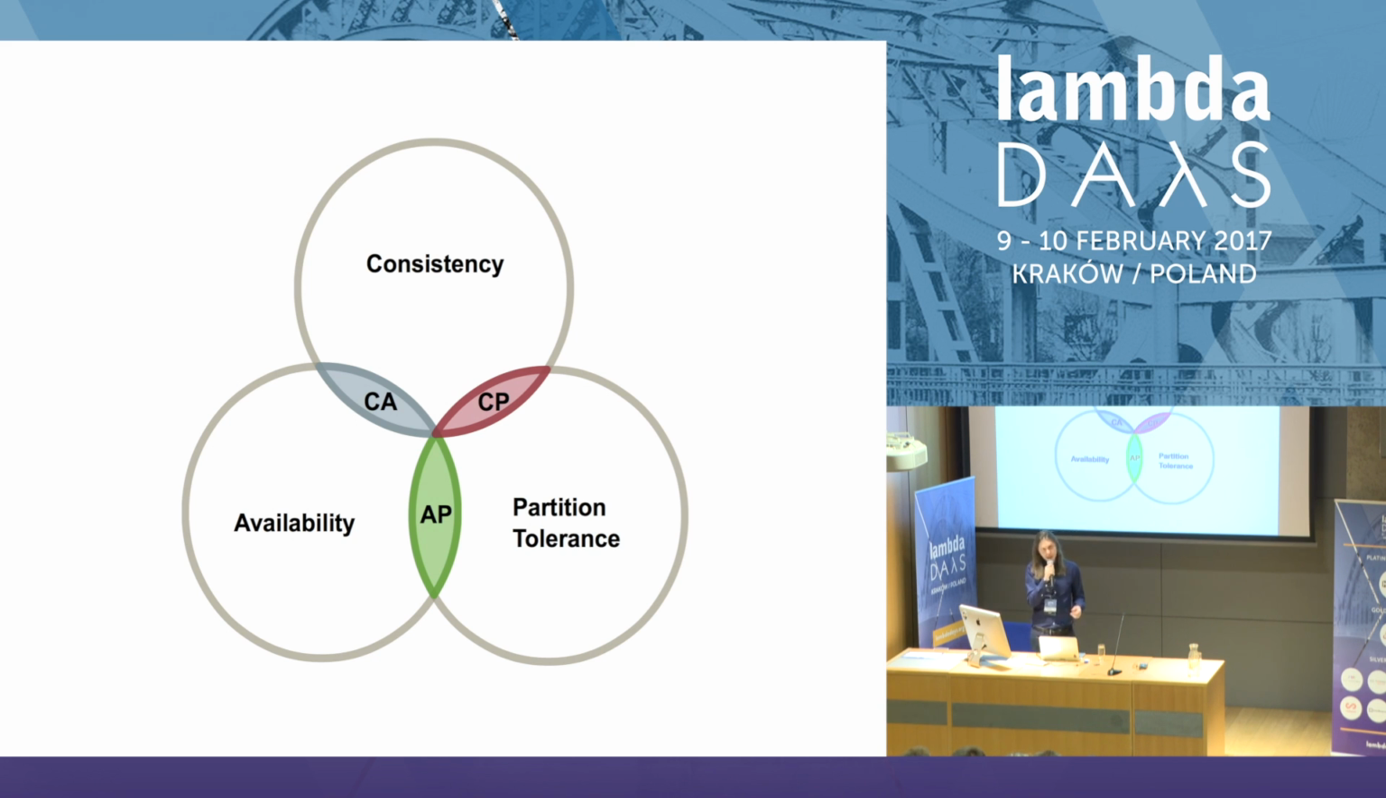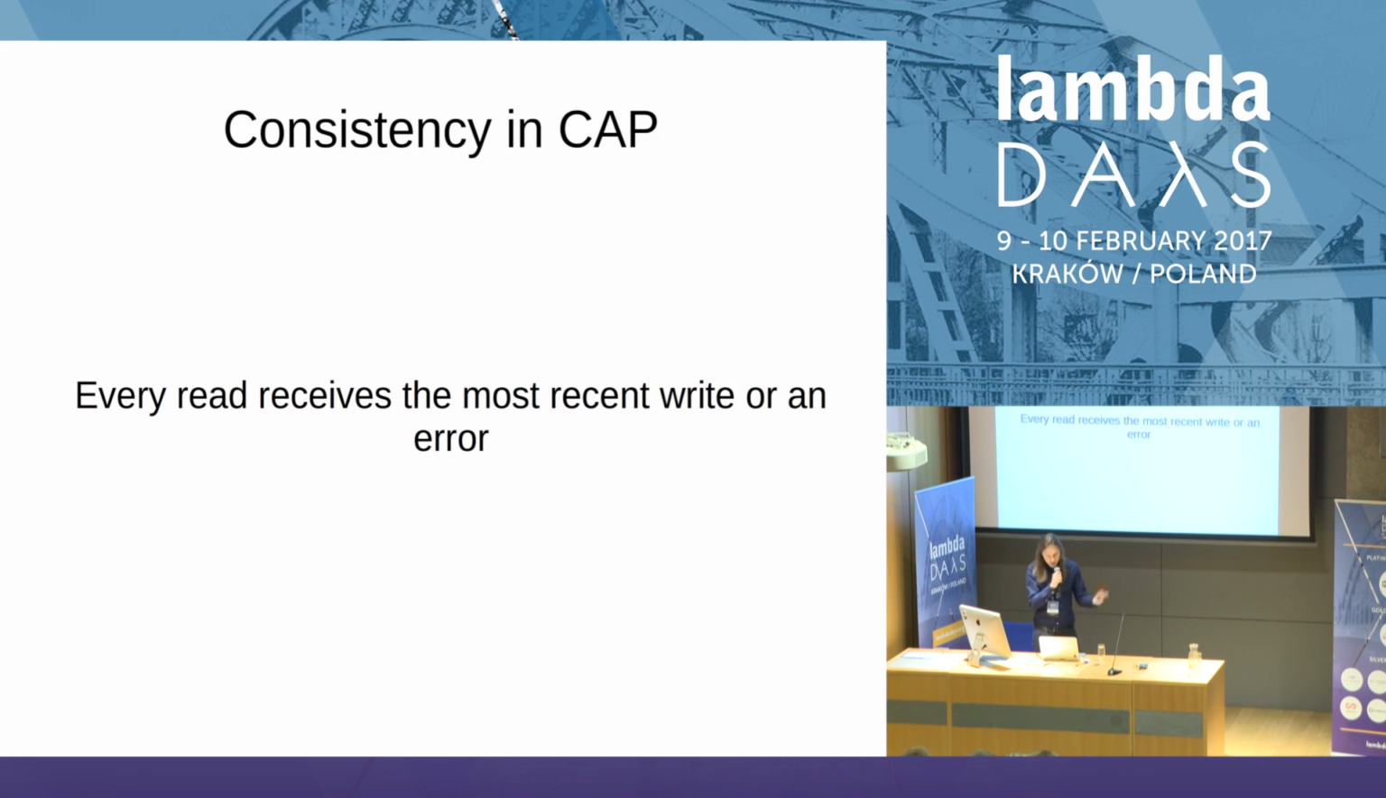And given that partitions will just happen, we basically trade between consistency and availability. So this is the second consistency definition today, and it is consistency in the CAP theorem. It says that every read receives the most recent write or an error. So it's more connected to the isolation definition from ACID than to the consistency definition. However, yeah, it's really simple.